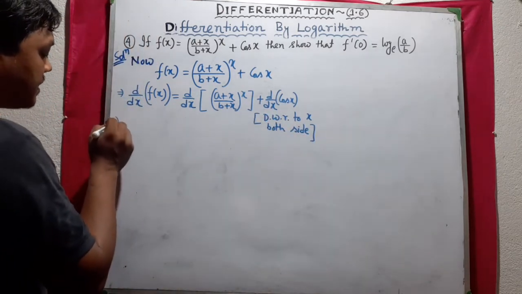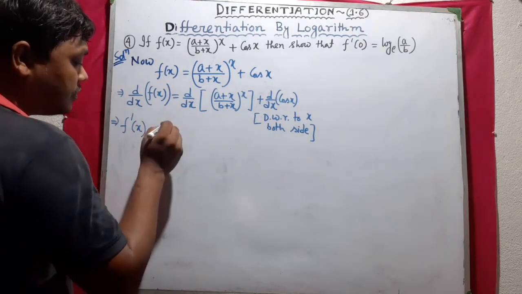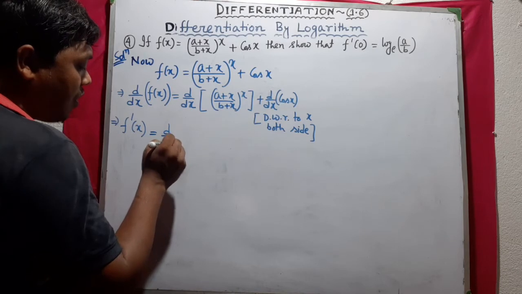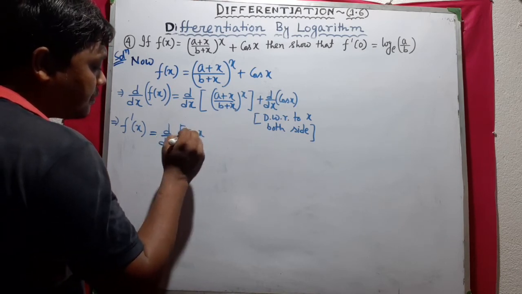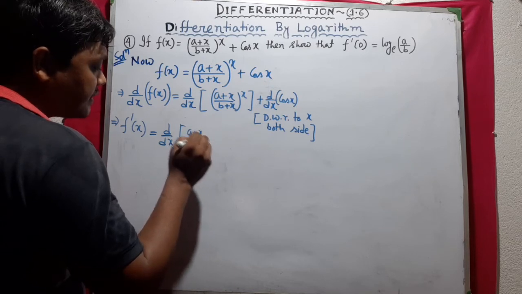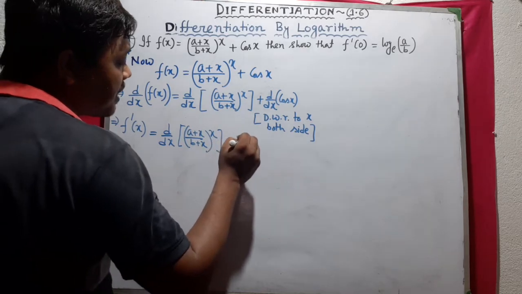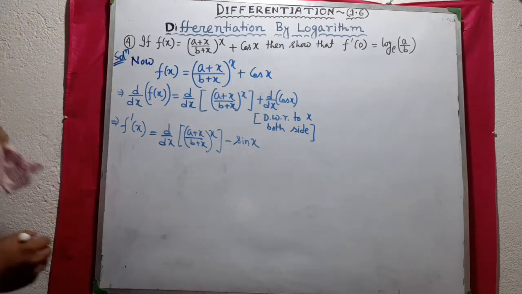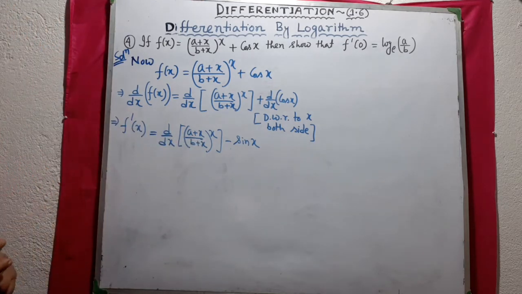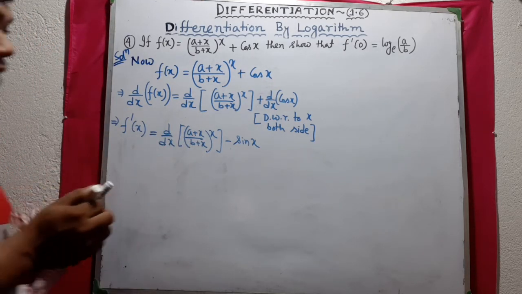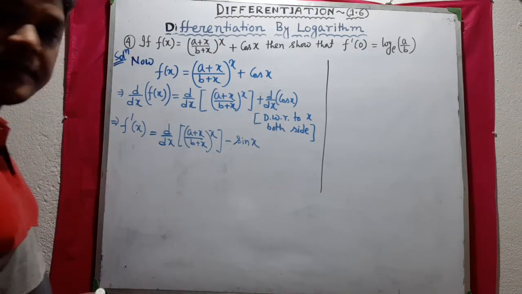So that gives f dash x equals d/dx of (a plus x by b plus x) whole to the power x, minus cosine x এর ডেরিভেটিভ, minus sin x. তো এখন মুশকিল হচ্ছে এটাই যে এই পার্টটার ডেরিভেটিভ আমাকে আলাদাভাবে করতে হবে কারণ এটা পাওয়ারে আছে, তো আমরা এই পার্টটার ডেরিভেটিভটা আলাদাভাবে এই সাইডে করে নিই, d/dx of (a plus x by b plus x).